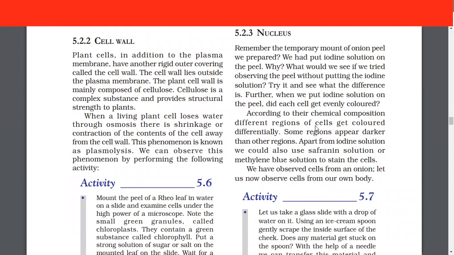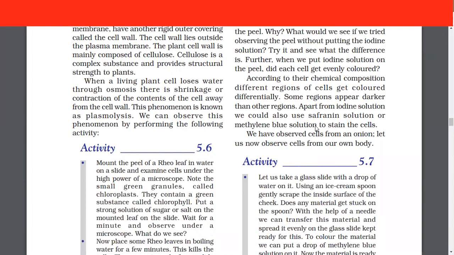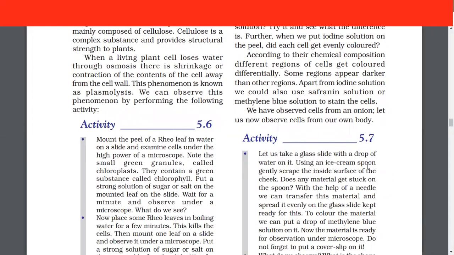Further, when we put iodine solution on the peel, did each cell get evenly colored? According to their chemical composition, different regions of cells get colored differentially. Some regions appear darker than other regions. Apart from iodine solution, we could also use safranin solution or methylene blue solution to stain the cells. We have observed cells from an onion.